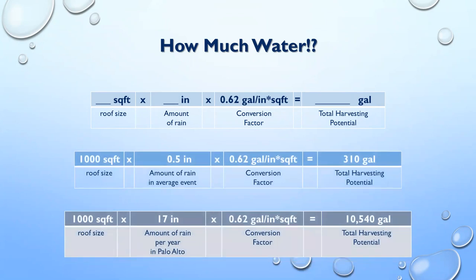And so I'm going to do everything at 1,000 square feet. And the average event here is about half an inch. With that conversion factor of 0.62 gallons per inch per square foot, you get about 310 gallons for a half an inch of rain. But in Palo Alto, we only get about 17 inches of rain per year. And that totals, for a 1,000 square foot roof, about 10,540 gallons of water. So that's more water than you're going to be able to capture. Unfortunately, we are going to have to let some of it continue down onto our landscape and onto our driveways. But we can get a lot of that out of the system and really capture it and get it sunk into the ground.